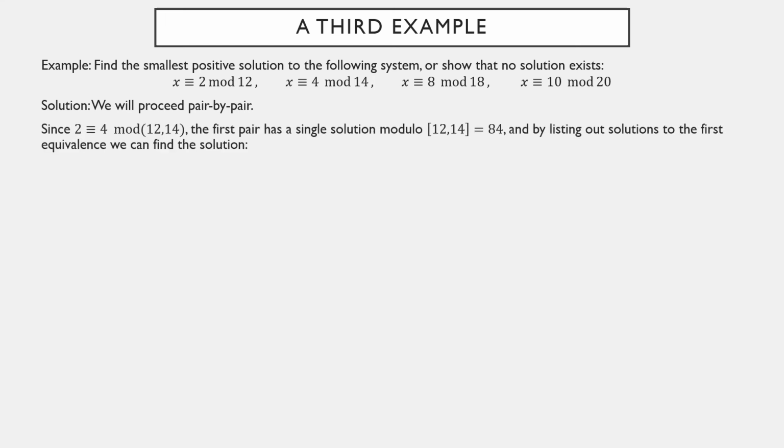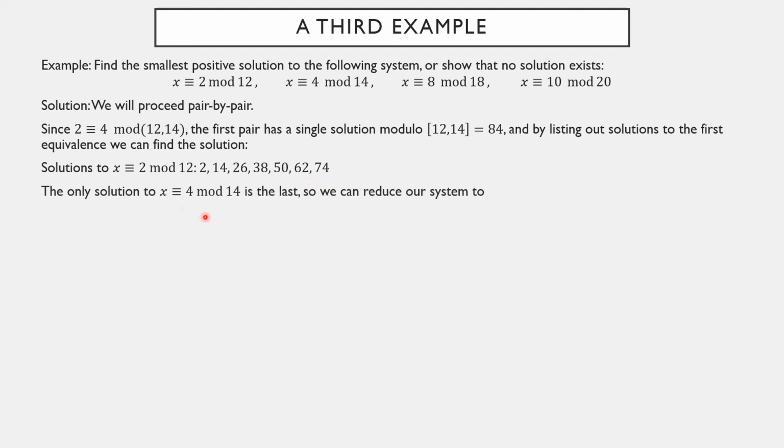The GCD of 12 and 14 is 2. 2 and 4 are equivalent mod 2. So there is a solution, and there is one modulo the LCM of 12 and 14, which is 84. So starting with 2 and adding 12 and checking what's the value mod 14, 2 is not equivalent to 4 mod 14, add 12. 14 is not equivalent to 4 mod 14, add 12. 28 is not equivalent to 4 mod 14. Keep going, listing out all of these things.